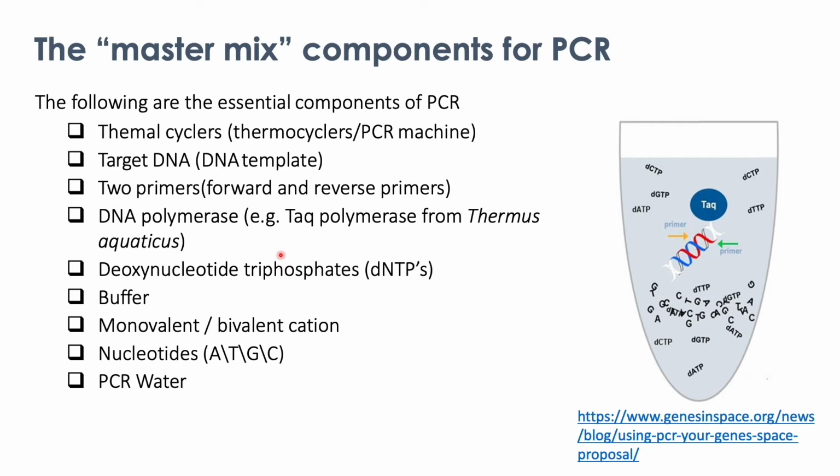Tama po ba? Yes, and we have your dNTPs. Your dNTPs contain the nucleosides and your triphosphate groups. Basically, these are the building blocks from which your Taq polymerase will synthesize a new DNA strand. Okay, and then you have your buffer, of course, your monovalent or bivalent cations. You have your nucleotides, you have your PCR water.